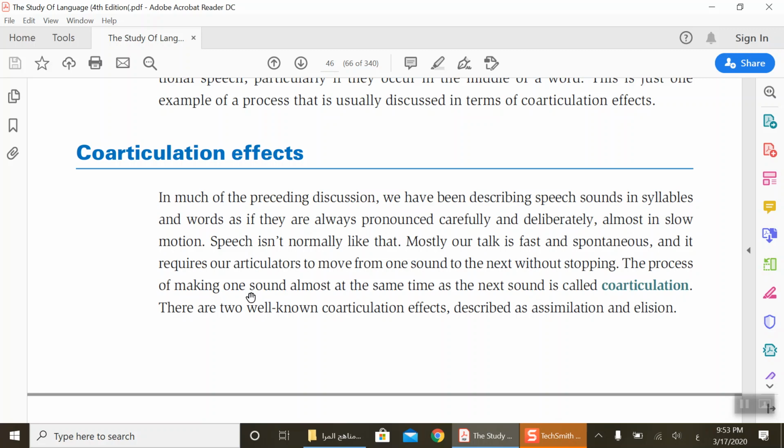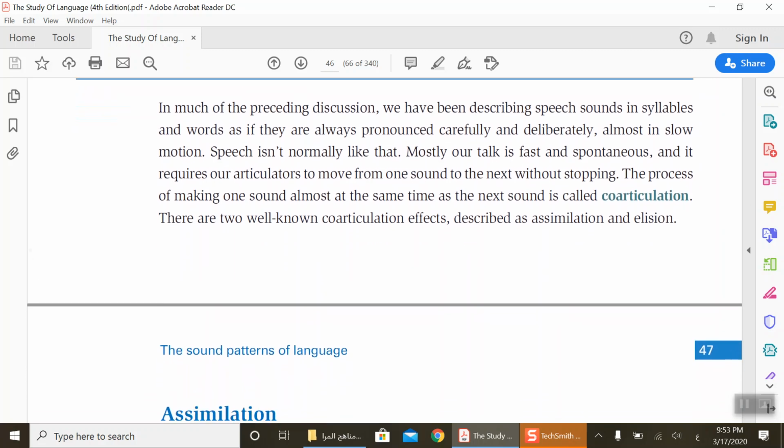The process of making one sound almost at the same time as the next sound is called co-articulation. So this is the definition of co-articulation. There are two well-known co-articulation effects described as assimilation and elision. Assimilation means التماثل and elision means حذف. We will see what they are.